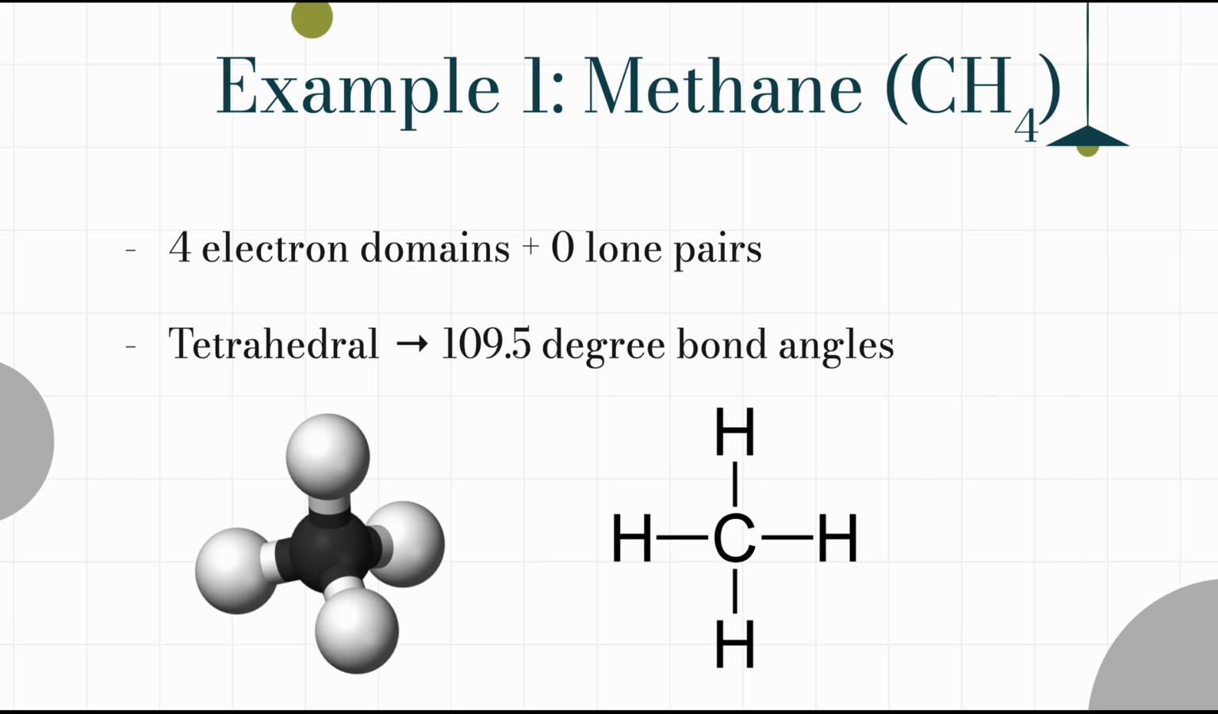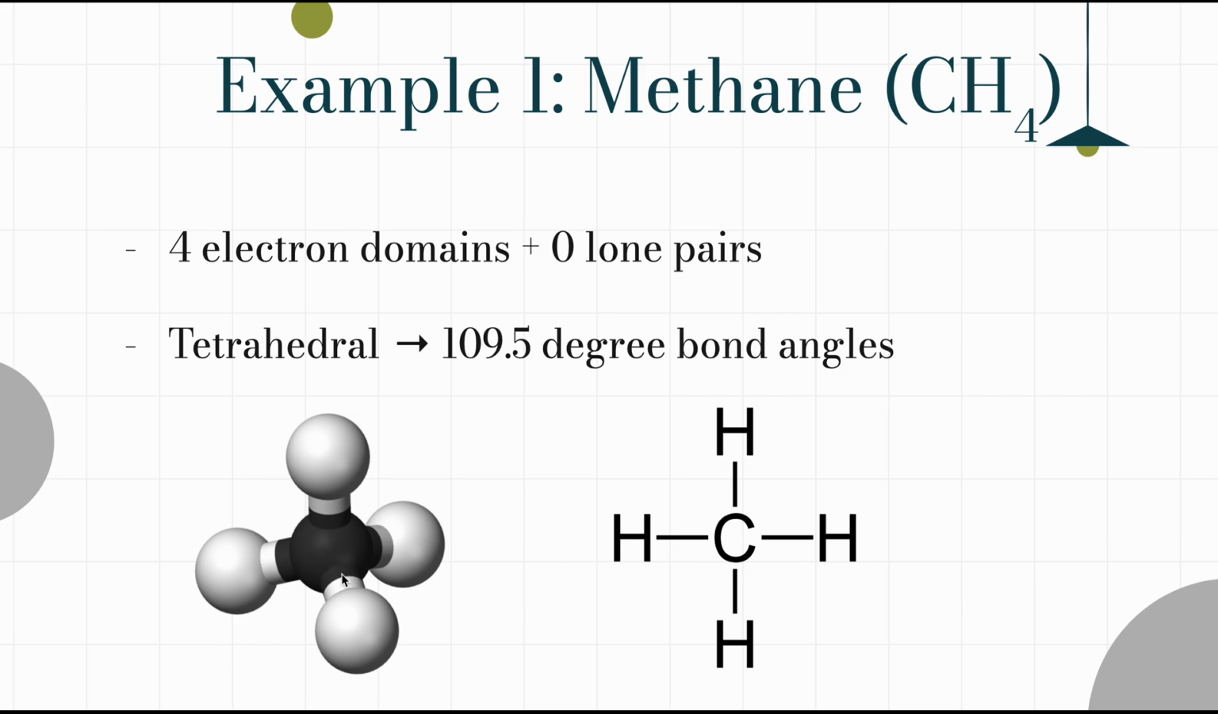So now let's look at examples using VSEPR theory. First, let's start with methane, CH4. If you draw out the Lewis structure for methane, as we learned in our last video, you'll see that methane has 4 bonds, 4 electron domains, but 0 lone pairs. So if you follow the VSEPR table with this knowledge, you'll see that methane has a tetrahedral 3D shape, which results in 109.5 degree bond angles. Here's the 3D shape for tetrahedral.